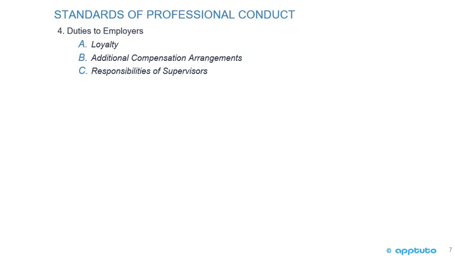Standard number 4, duties to employers. We can see that there are 3 substandards for duties to employers: A. Loyalty, B. Additional compensation arrangements, and C. Responsibilities of supervisors.